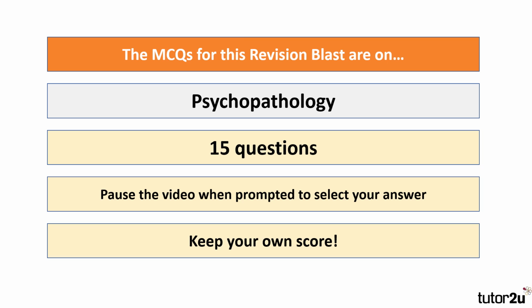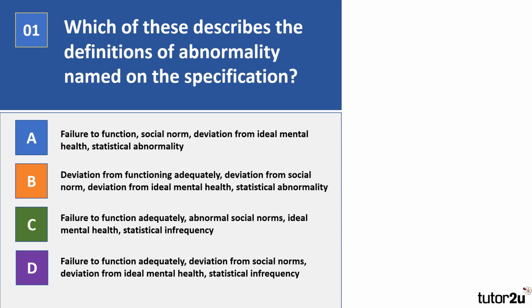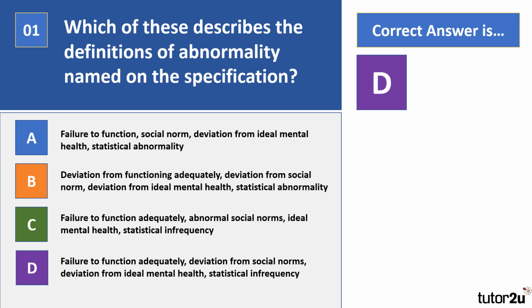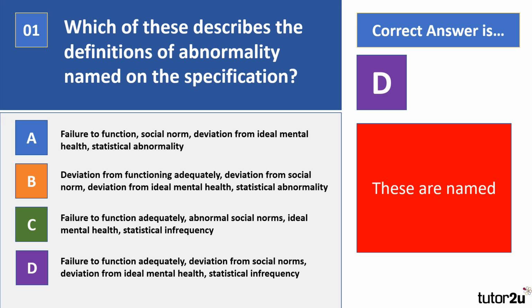Alright then, off we go with question number 1. Which of these describes the definitions of abnormality named on the specification? So on your spec, definitions of abnormality are named. Is it A, B, C or D? Take a moment to read through and pause the video. Alright. The correct answer that we're looking for here is D.